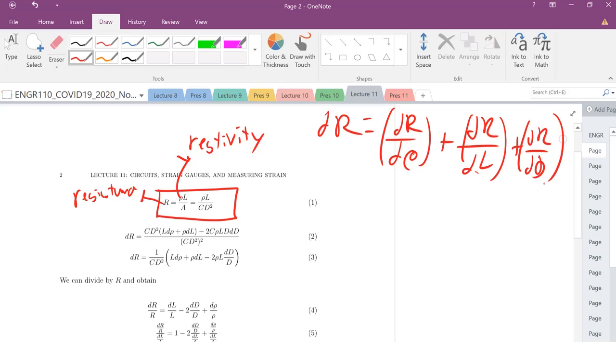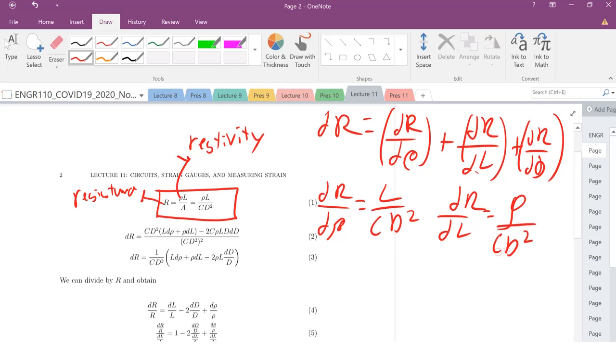So again, as we stretch our material, our resistivity is going to change, our length is going to change, that diameter is going to change. So just do some partials here. We could do some mathematics as well. That is just going to be L over CD squared. My dR/dL is going to be rho over CD squared, and dR/dD is going to be minus 2 rho L over CD cubed.